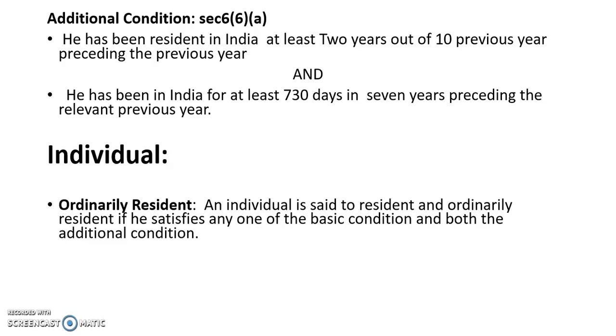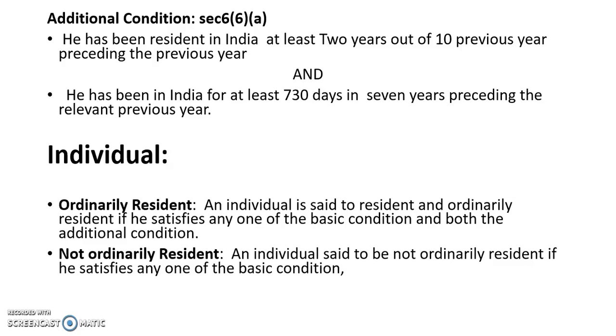For the individual, I told there are three statuses. First is the resident, second is the not ordinarily resident, and third is the non-resident. First is ordinarily resident. An individual is said to be ordinarily resident if he satisfies any one of the basic conditions and both the additional conditions given under section 6 subsection 1 and section 6 subsection 6a.